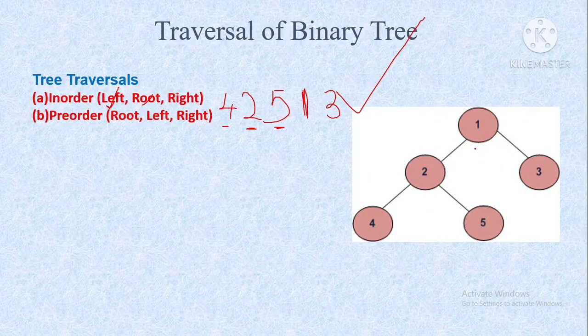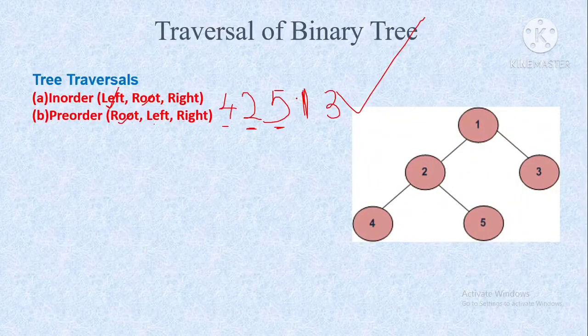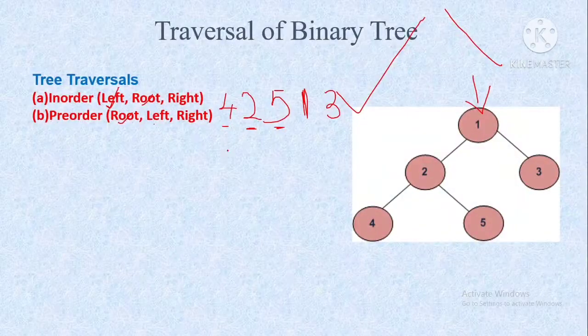pre-order. In pre-order, what is given? Root comes first and then left and then right. This one is very easy. First you have to write the root, and then that root's left tree and then that root's right tree. So we will always land on this root. Immediately you can write this root node according to this condition, and then you should go for the left node.